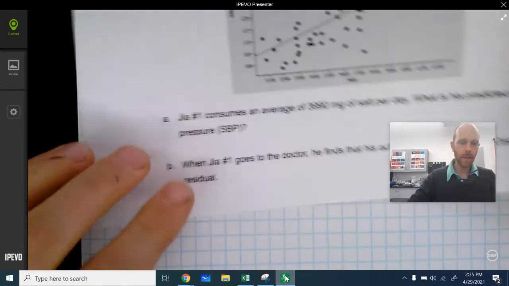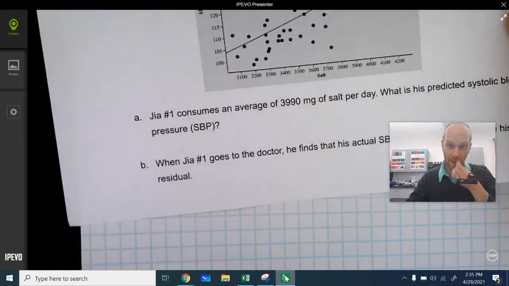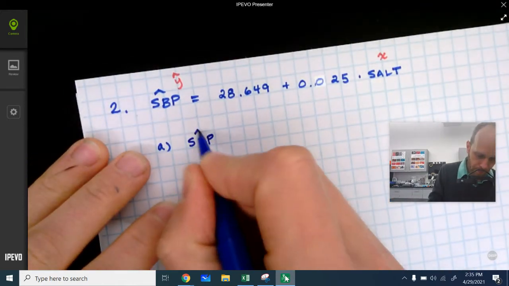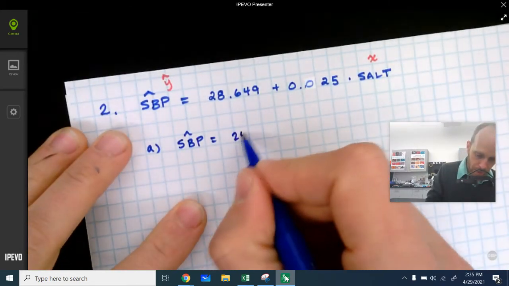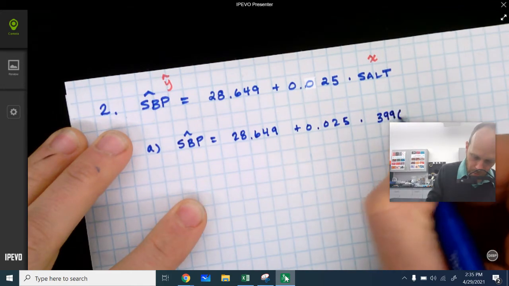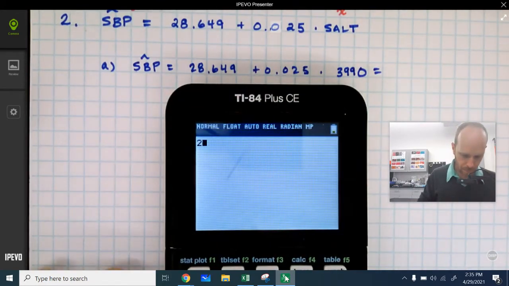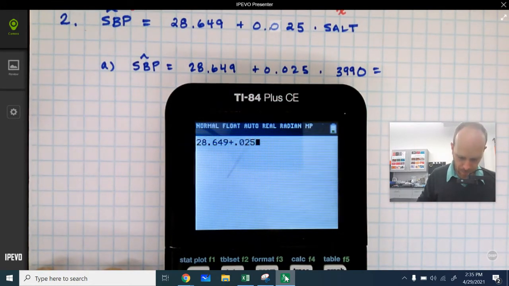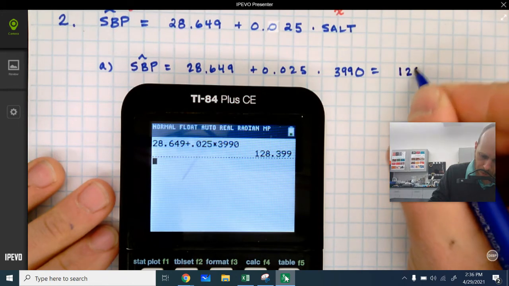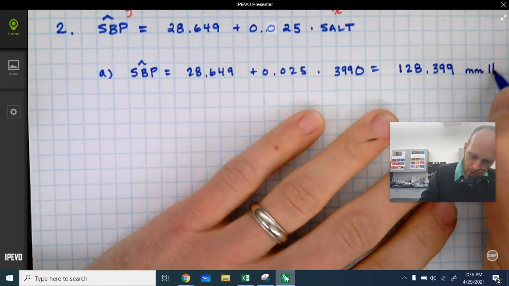Letter A says GN number 1 consumes an average of 3,990 milligrams of salt per day. What is his predicted systolic blood pressure? If you want to predict systolic blood pressure using salt, you have to plug salt in right here. So I'm going to take his equation and multiply by how much salt he eats. Then I'm going to grab the calculator and see what we get. We would predict his blood pressure to be 128.399. Do me a favor and include units on these. This will be millimeters of mercury.